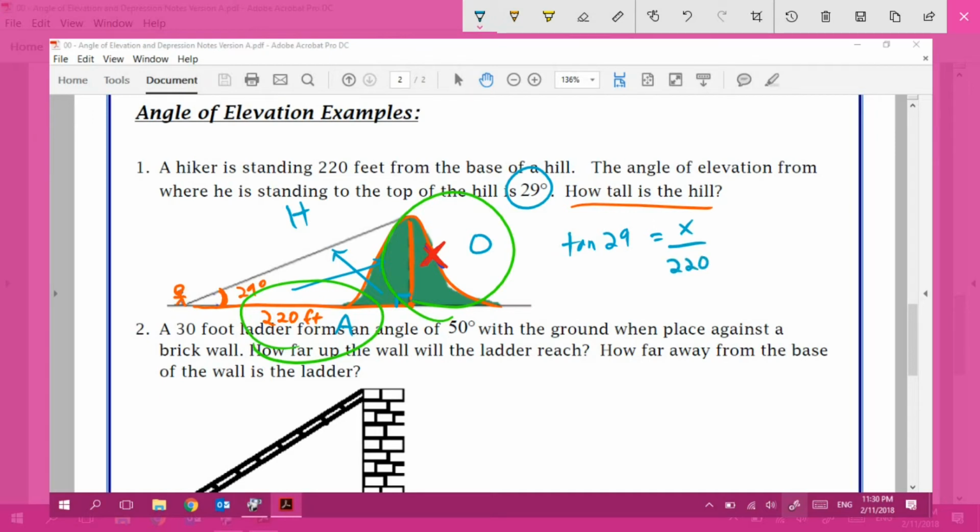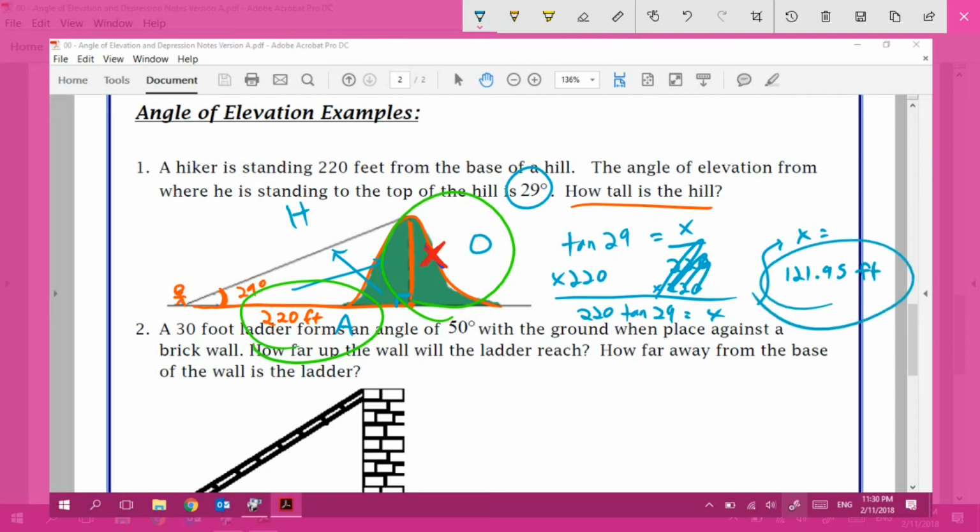Then we're going to simply multiply both sides by the 220 with our algebra. So times 220, that cancels this out, times 220. So 220 tangent of 29 equals x. So plug that straight in your calculator and you should get that x equals 121.95 feet. Feet, that is important. Not inches, not millimeters, not yards, it's feet. Feet. Everybody loves some feet.